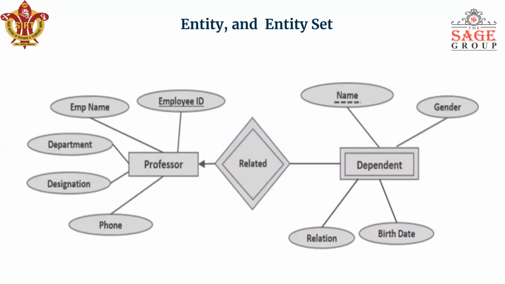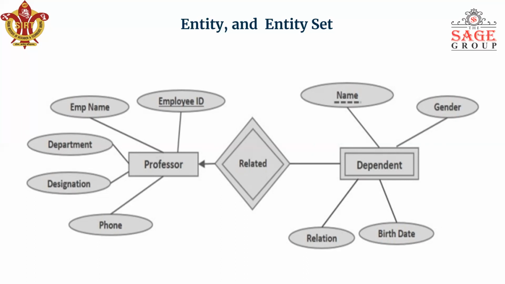Basically, this is an example of an ER diagram in which Professor is written inside the rectangle block, which means it is an entity, and Department is also an entity, but Professor is a strong entity set and Department is a weak entity set in this example. Professor has some attributes like employee ID, employee name, designation, and phone number. The professor has an employee ID, and the employee ID is unique. That's why the professor entity is considered a strong entity set.